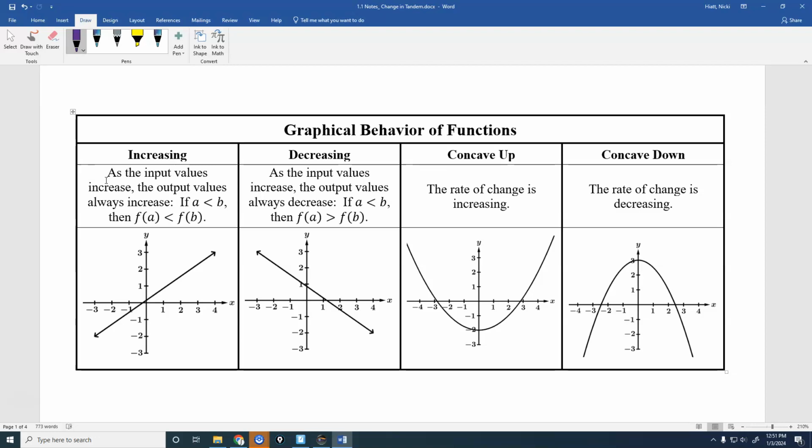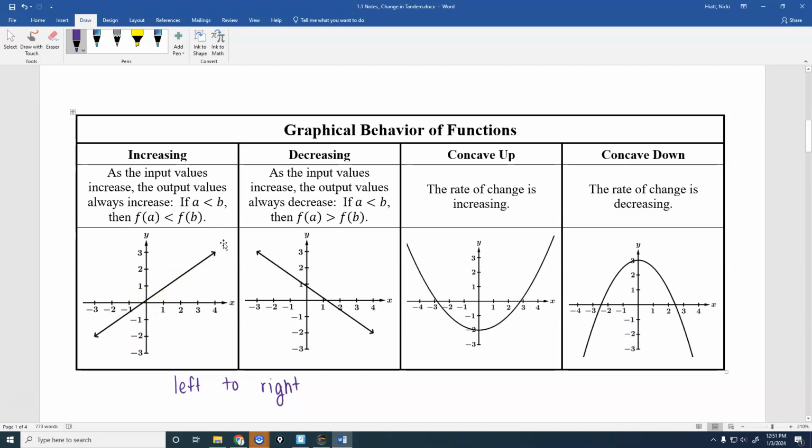So whenever we're talking about a function increasing and decreasing, as the input values increase, the output values always increase. So as our x increases, our y increases, right? As we go over to the right, we go up, right? So whenever you're thinking about something increasing and decreasing, you're always looking at the graph left to right. So, for example, this graph is always increasing. If you start on the left side, it goes up the whole time.